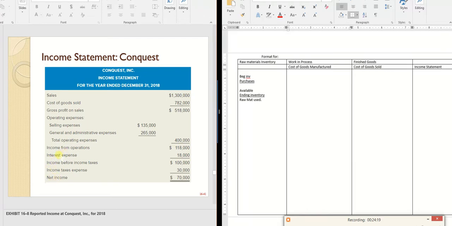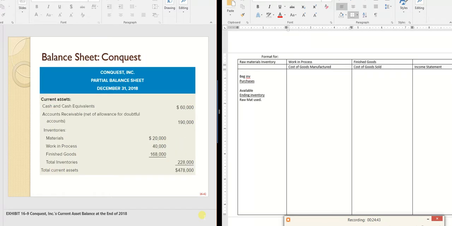A lot of times problems won't give you interest or income tax expense, but what they want you to notice is these are period costs. They're costs of the period: selling, general, administrative, interest, and income taxes. So sales minus cost of goods sold is gross profit, minus operating expenses equals operating income, minus interest and income taxes is net income. And that pretty much will get you through this.